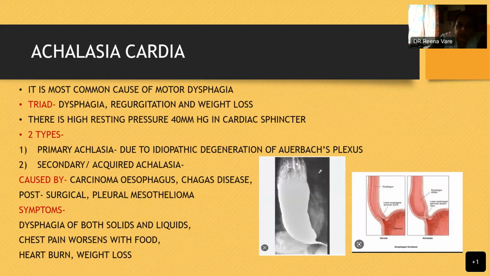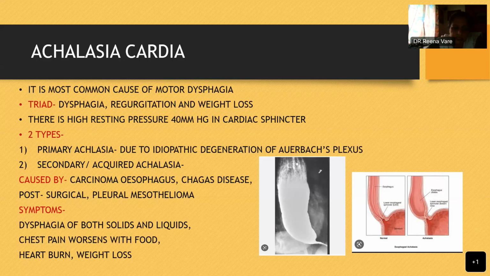Okay. Achalasia cardia, common cause of motor dysphagia. Triad is of dysphagia, regurgitation of food and weight loss. There is high resting pressure, nearly 40 mm mercury in the cardiac sphincter. It is basically of two types, primary and secondary. Primary is due to idiopathic degeneration of the Auerbach plexus, and secondary or acquired is due to other causes. Now, in this case, it is caused by CA esophagus, Chagas disease, post-surgical or pleural mesothelioma. Very rare thing, but yes, it is there.